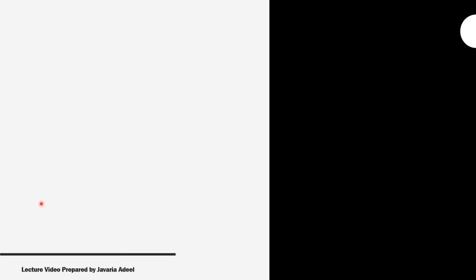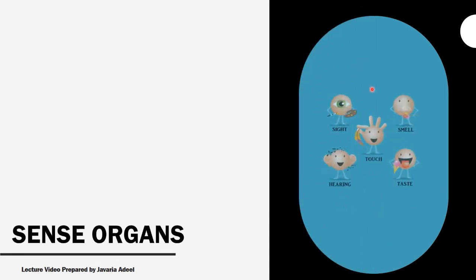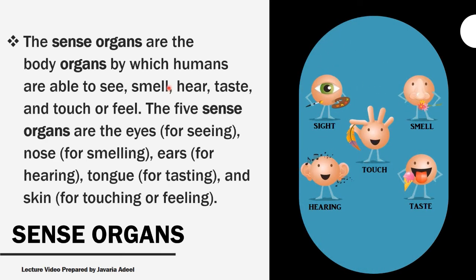Now, moving towards our next topic, that is the sense organs. Well, the sense organs help you to connect to the outside world. The sense organs are the body organs by which humans are able to see, smell, hear, taste, and touch or feel. The 5 sense organs are the pair of eyes with which we can see, a nose through which we can smell things, a pair of ears through which we hear, a tongue that is used for tasting, and skin which is used for touching or feeling.